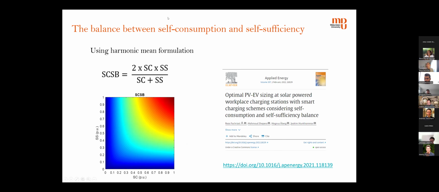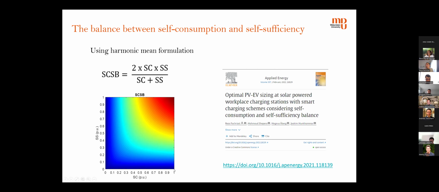invented a few years ago. So we know that high self-consumption will lead, not will lead, but most probably if we have high self-consumption, we will have low self-sufficiency. And the other way around, if we have high self-sufficiency, most of the time we will have low self-consumption. Then we are confused which one is more important, because when you do optimization, you want to have a good load matching score. So then we combine these into a new metric, which we call self-consumption sufficiency balance, based on a harmonic mean.